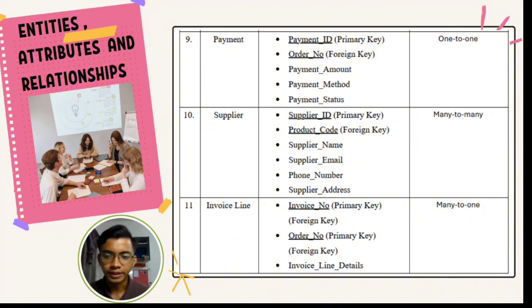Next is invoice line. The attributes of invoice line are invoice number, order number, and invoice line details. This entity has two primary keys and two foreign keys. Invoice number is the primary key and foreign key, and order number is also a primary key and foreign key for this entity. The relationship is many to one.